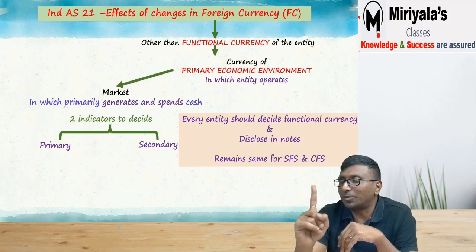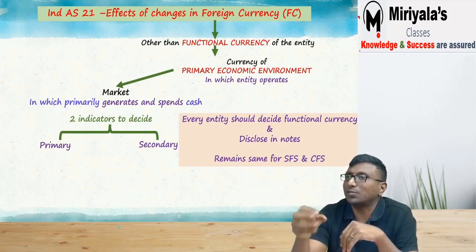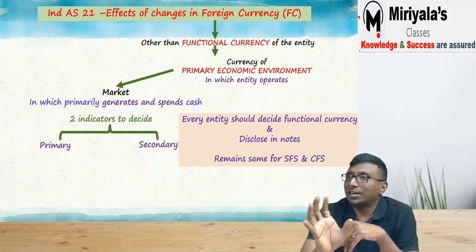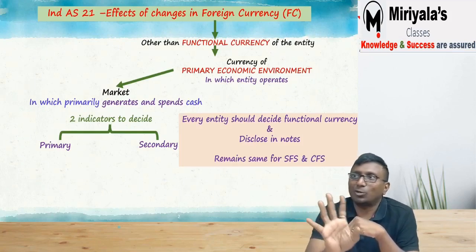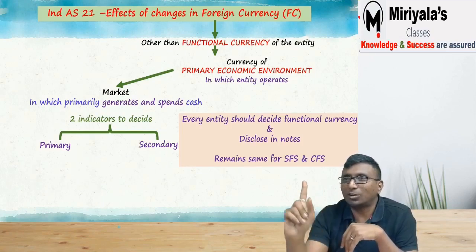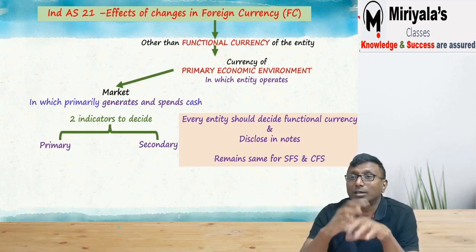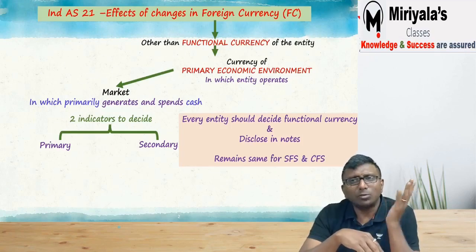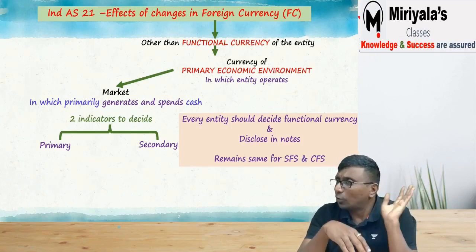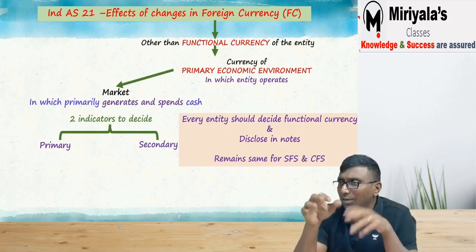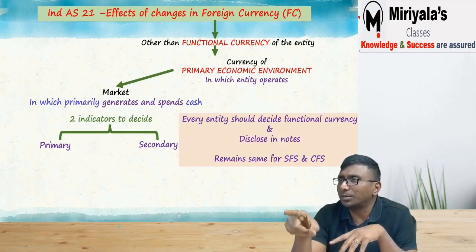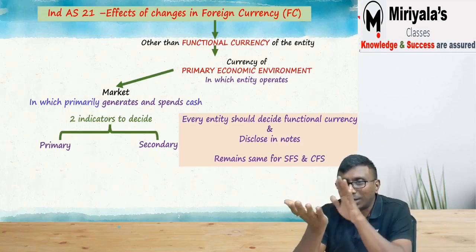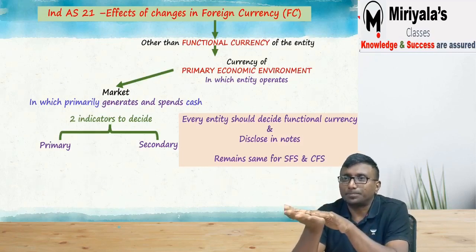The functional currency of the parent is the functional currency for the consolidated financial statements. We don't decide a separate functional currency for the group. If you are a US company, the dollar may be the functional currency for those three subsidiaries. You are the parent company, and the parent prepares the consolidated financial statements, so the parent company's functional currency is important.